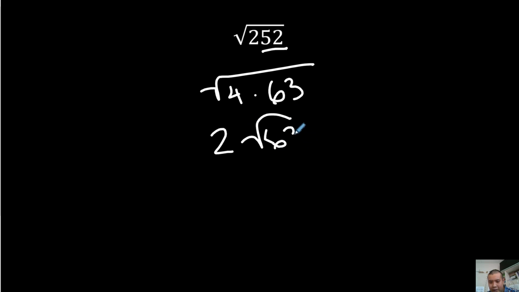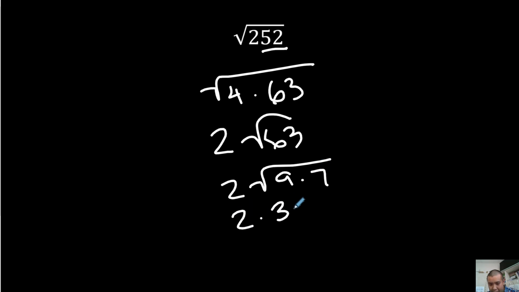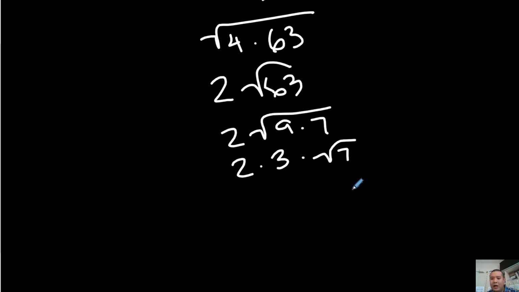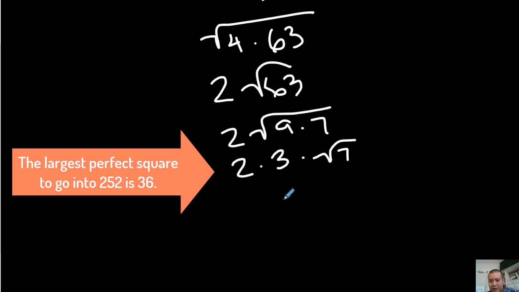Okay, and we're not done yet because 63 has a perfect square that goes into it, and that is 9. So we got 2 square root of 9 times 7, which gets us 2 times 3 times the square root of 7. I'm skipping a few steps here, but 2 times 3 is 6 square root of 7. 7 does not have any perfect squares in it, so our final answer is 6 square root of 7.